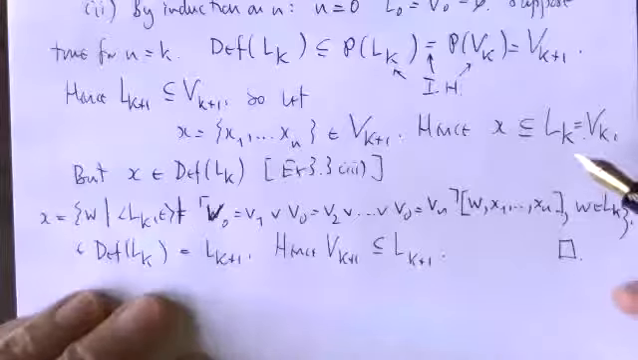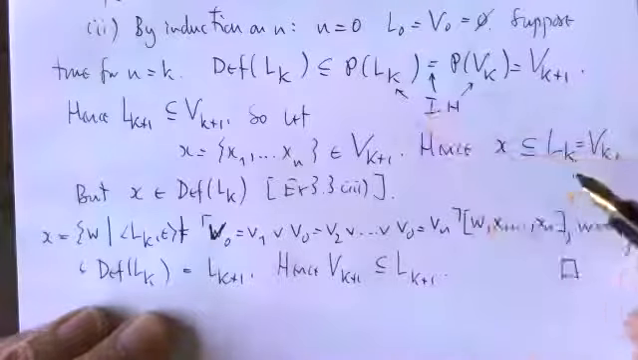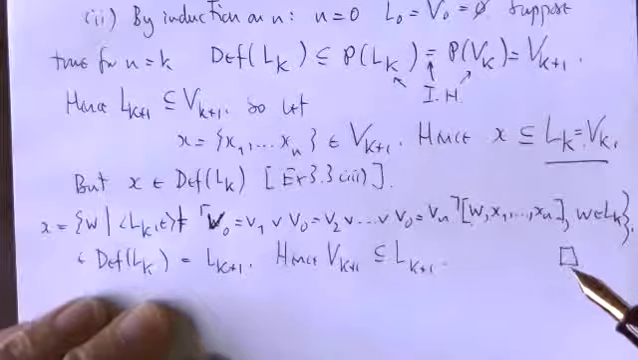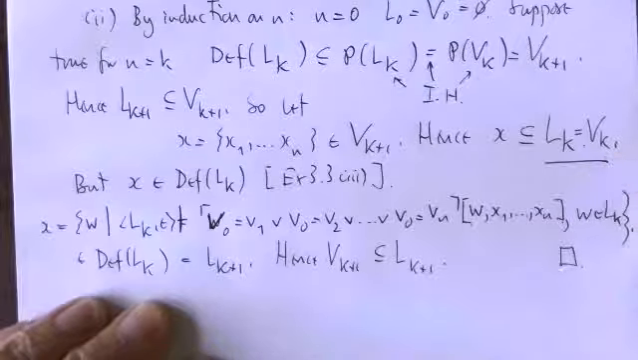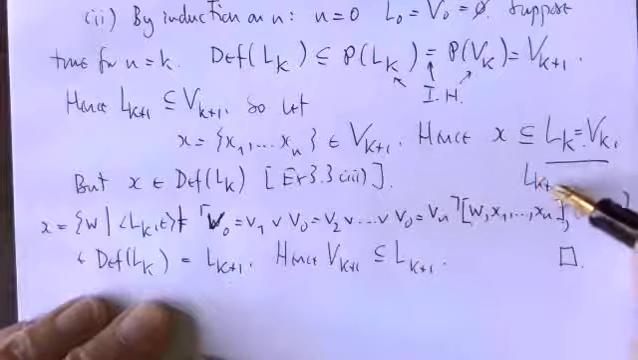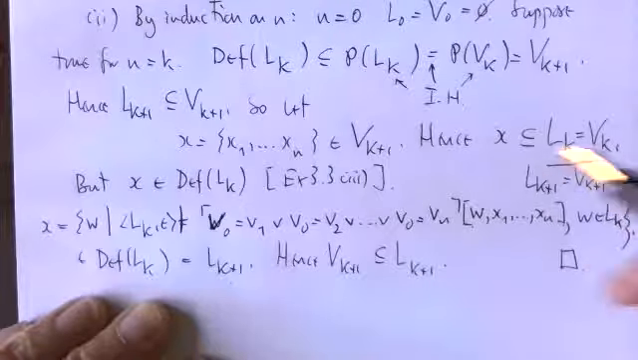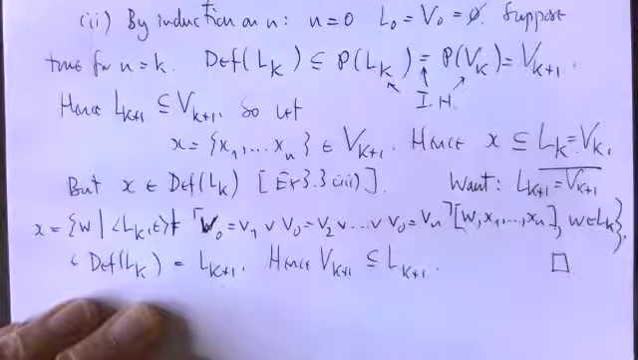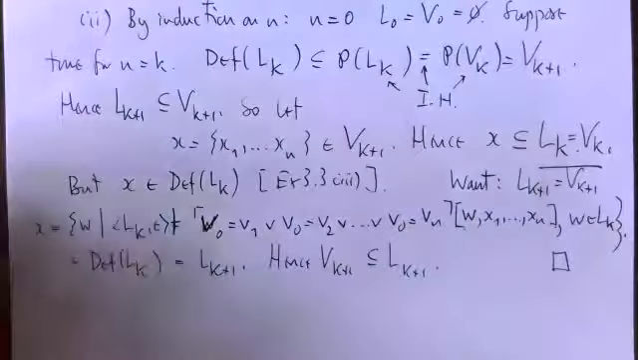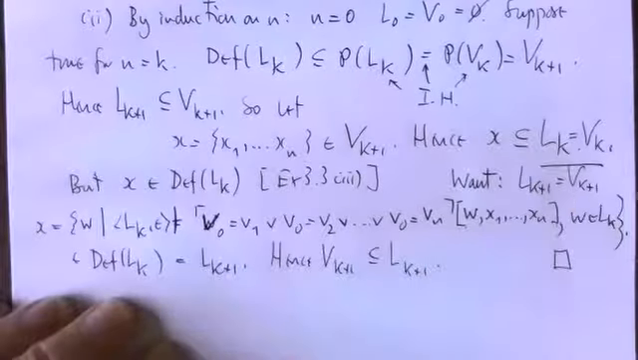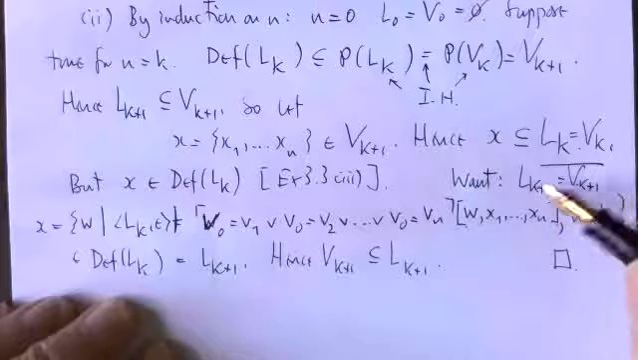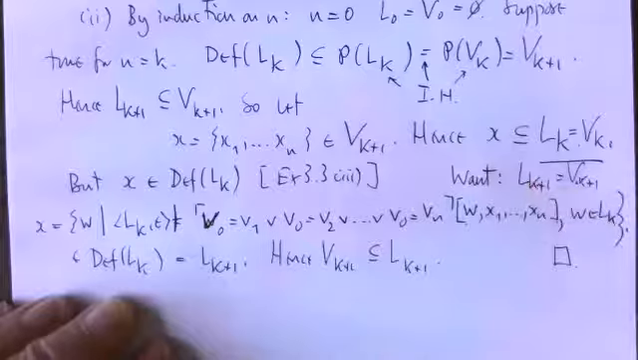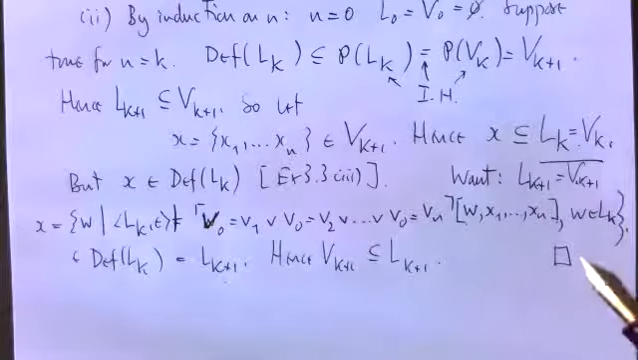No, don't worry. Well, the inductive hypothesis is that we know that Lk equals Vk. What we're trying to do is show that Lk plus 1 equals Vk plus 1. This is what we want. Right? So what do you ever do in mathematics when you want to show two sets are equal? You show that one is a subset of the other and the other is a subset of the first. So that's what we're going to do here.